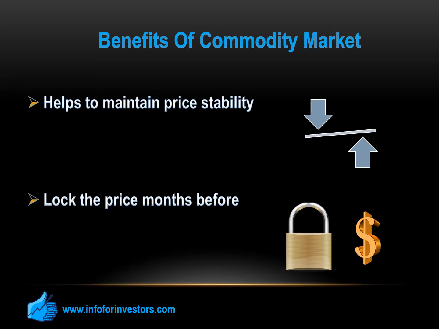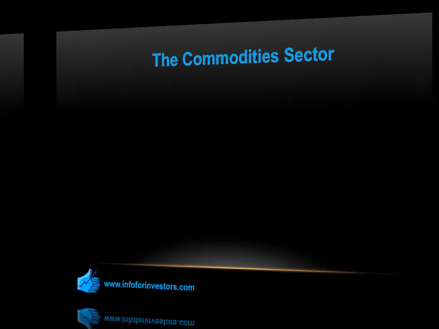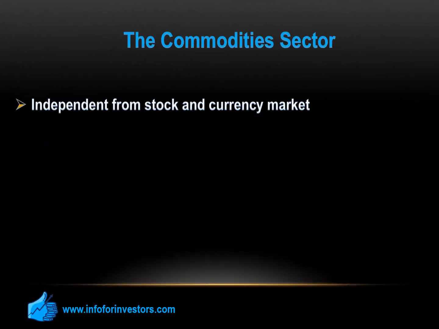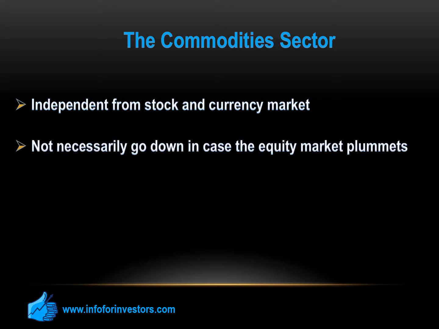In investment lingo, commodities fall under the fifth asset class in terms of conventionality. They stand behind the first four classes, namely cash, fixed interest securities, equities, and property. The commodities sector is quite independent from stock and currency markets, and it has no direct correlation at all. The implication is that in case the equity market plummets, the commodity prices would not necessarily go down with it.